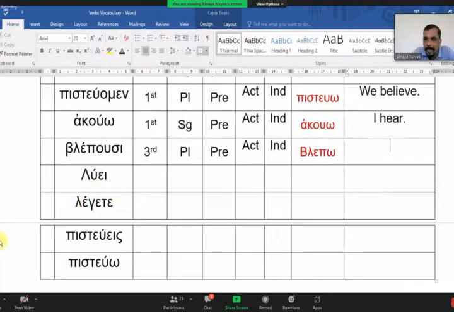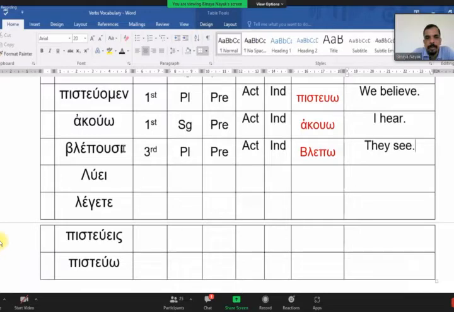Okay. What is the inflected meaning? Inflected meaning, actually, I don't know. Okay. Blepo. Anybody has any idea what is the meaning for this? I see. He or she. So what to be the meaning, Jenna? For this inflected meaning, I mean the whole inflections and all. You say third person plural, so you have to say the meaning. We see. No, that is second person. Third person will be? They see.